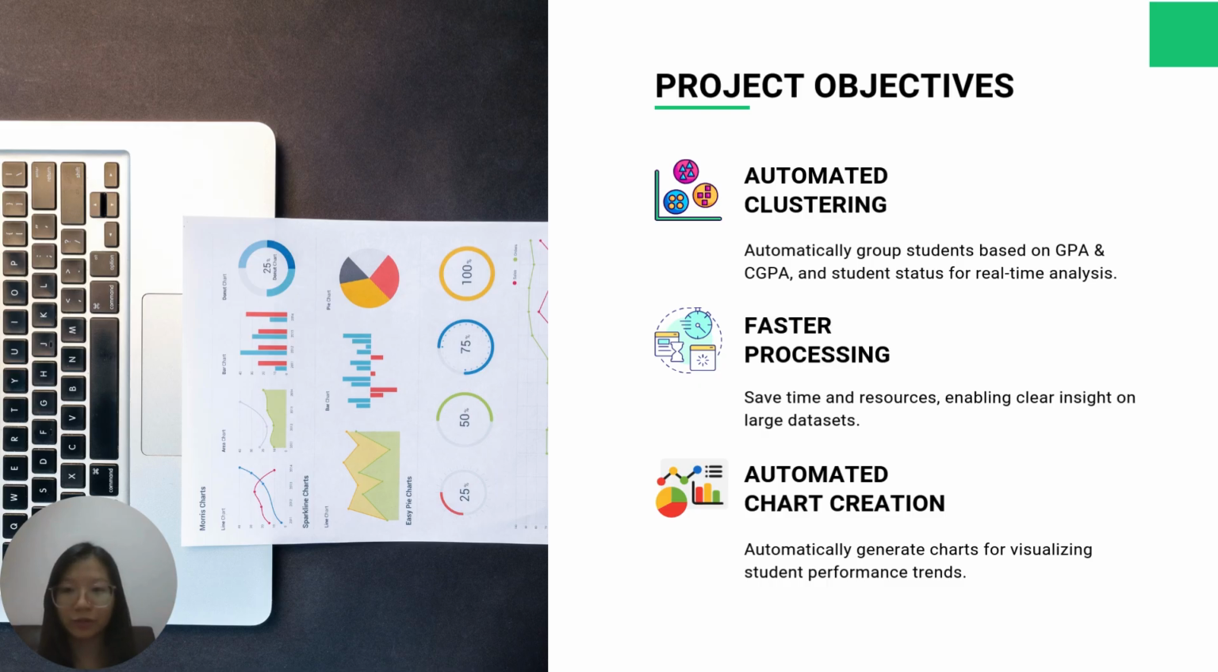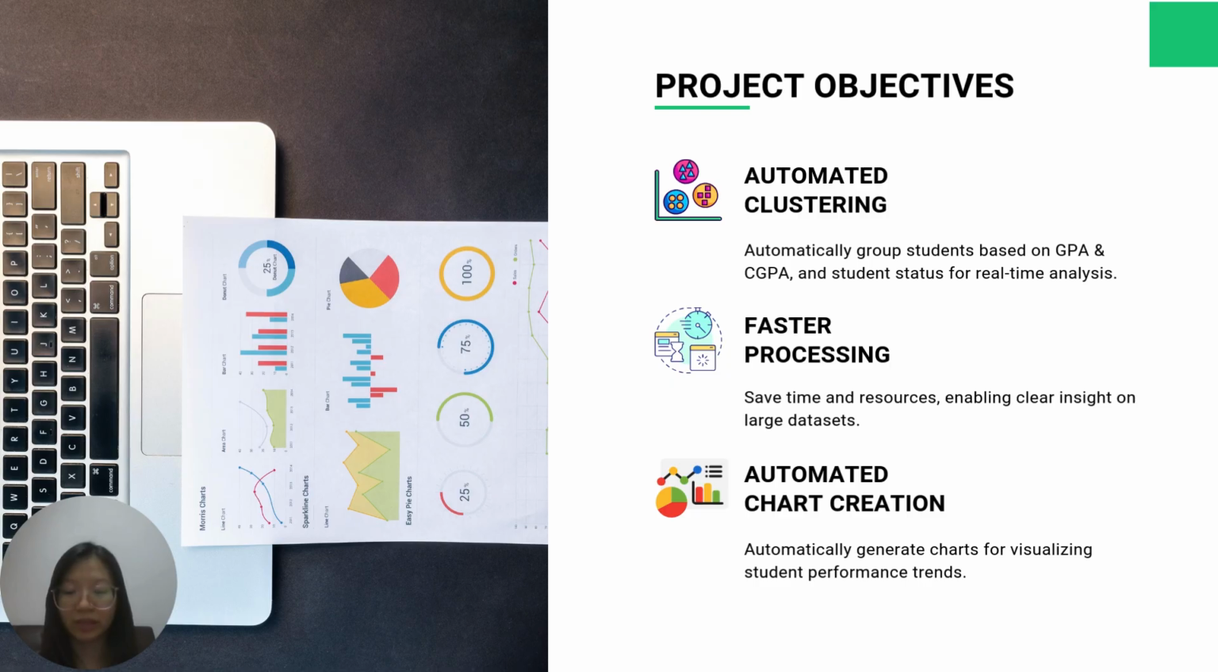Our project has three main objectives. First is automate the clustering. The system will automatically group students based on their GPA, CGPA, and academic status, which allows for real-time analysis without manual sorting. The second objective will be faster processing.